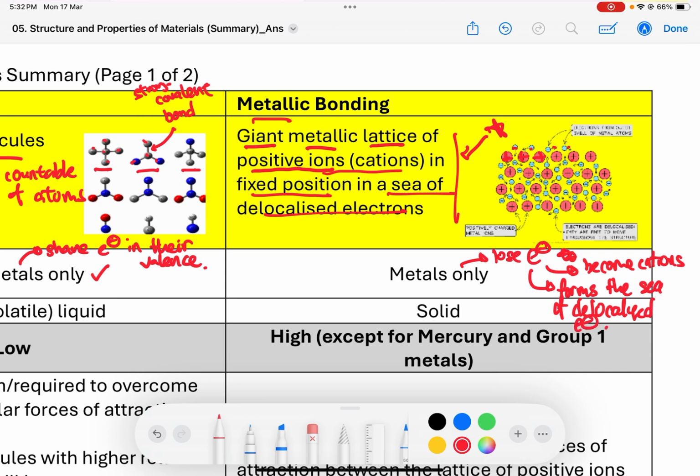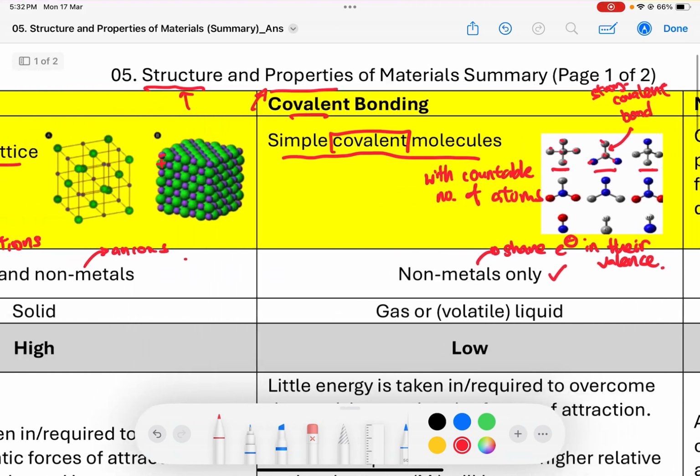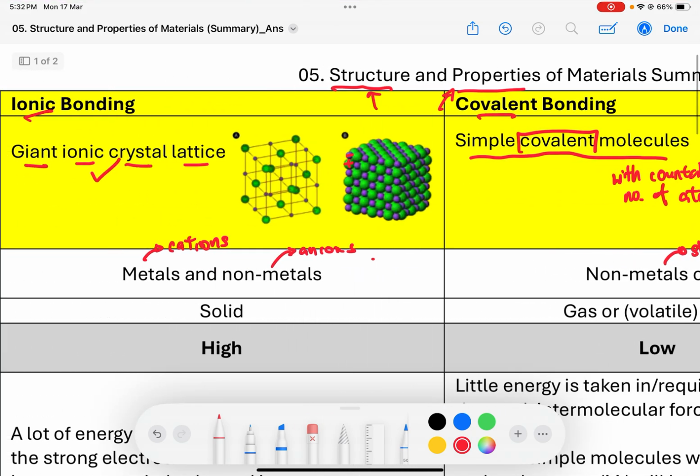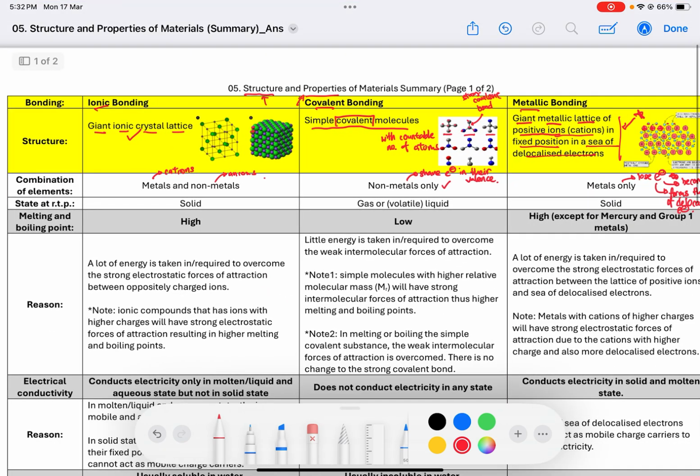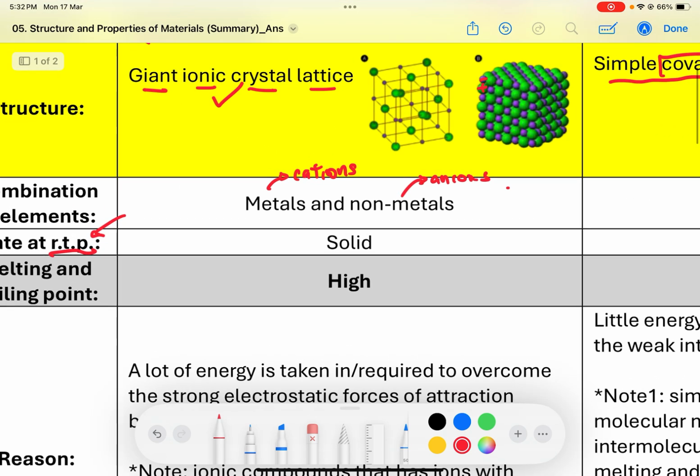In general, these are the structures of how you describe it. These are the structures for the ionic, covalent, and metallic. And then in terms of the combination of their elements. In general, also, the state at room temperature and pressure. RTP stands for room temperature and pressure.